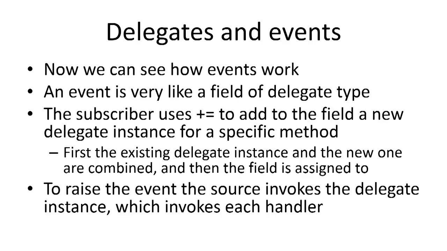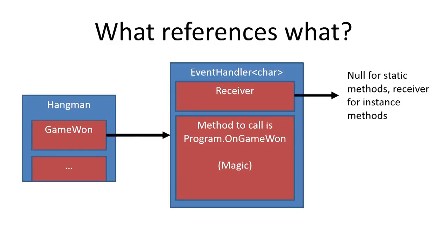So to raise the event, the source invokes the delegate instance, and that then in turn invokes all of the handlers. And so now it's clear, perhaps, why we have to check to see whether the delegate is null or not.